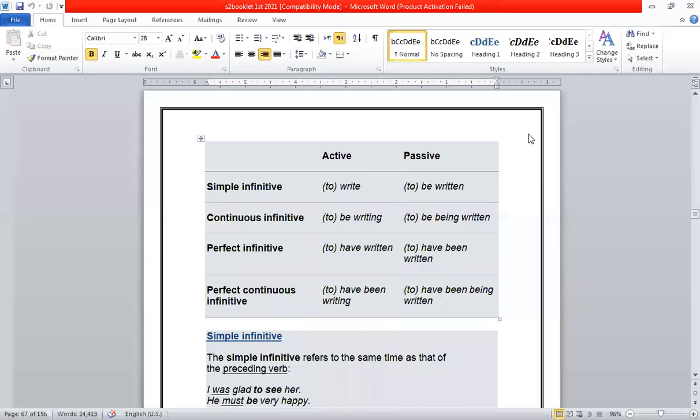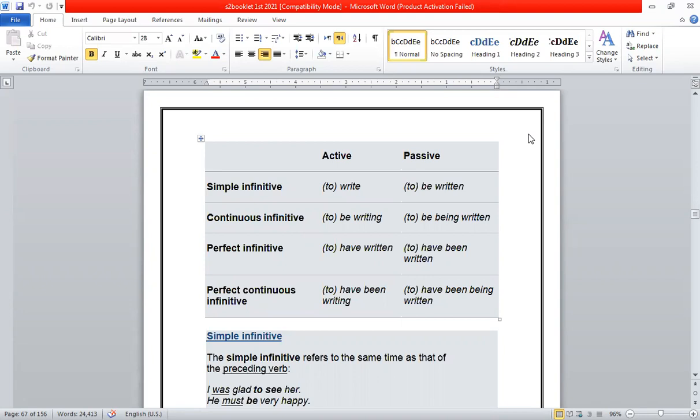Okay, this is the booklet again, shared here. Okay, let's go on. What's the simple infinitive?